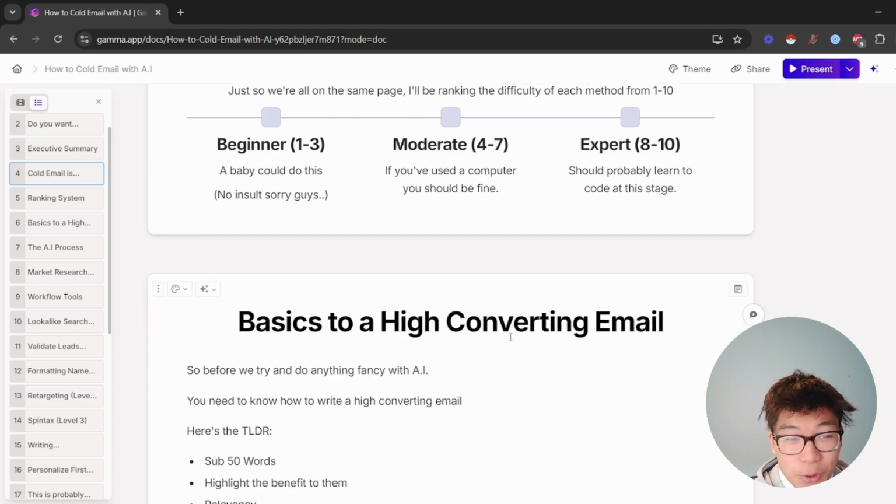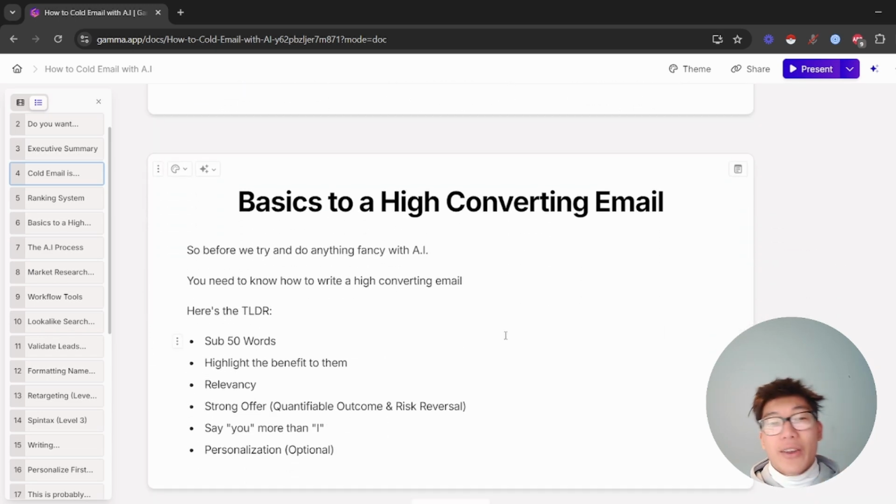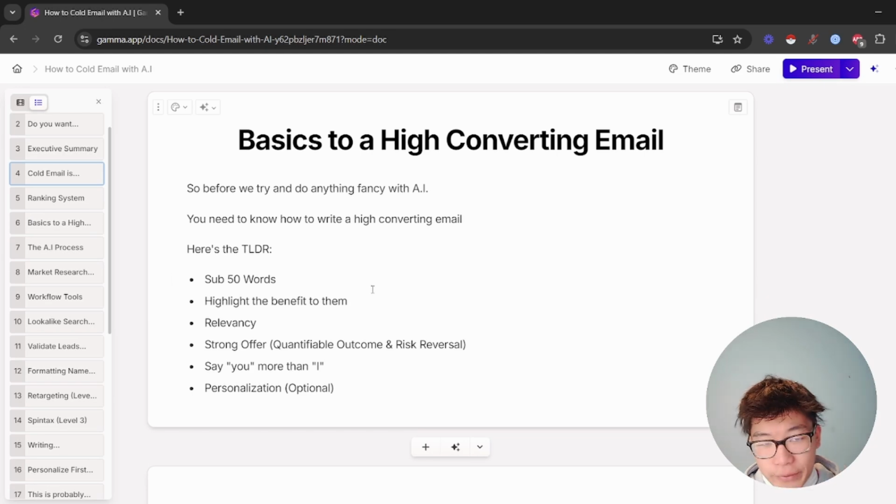So, basics to a high converting cold email. Again, AI is just an amplifier for you as a person. You need to know how to write a high converting cold email before you try to amplify anything, because you could just amplify a pile of poo into a bigger pile of poo. Before we try to do anything fancy with AI, you need to know how to write a high converting email. So here's the TLDR: sub 50 words, highlight the benefits to them, relevancy, strong offer, quantifiable outcome, and a risk reversal. Say you more than I, and personalization, which is optional, which is what we're doing now.